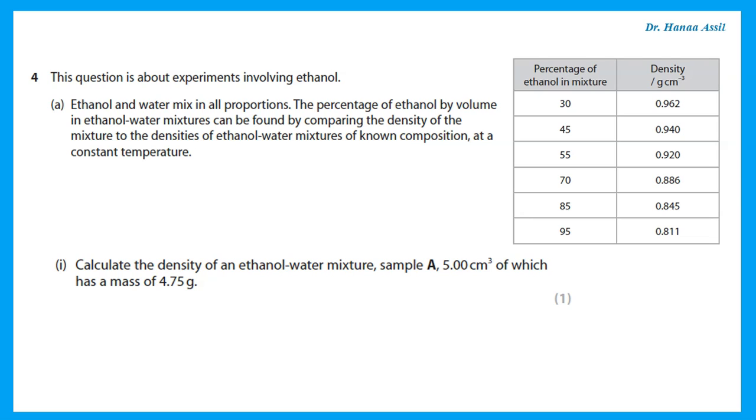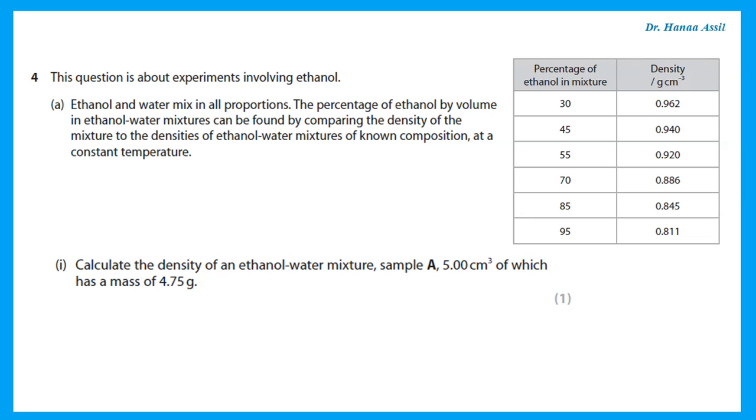Question 4. This question is about experiments involving ethanol. Ethanol and water mix in all proportions. The percentage of ethanol by volume in an ethanol water mixture can be found by comparing the density of the mixture to the densities of ethanol water mixtures of known composition at a constant temperature. So we do this experiment for different percentages, and then we can use it to determine the density of a certain percentage.